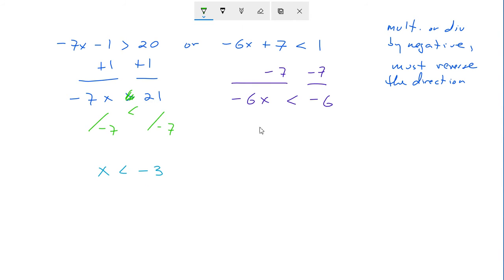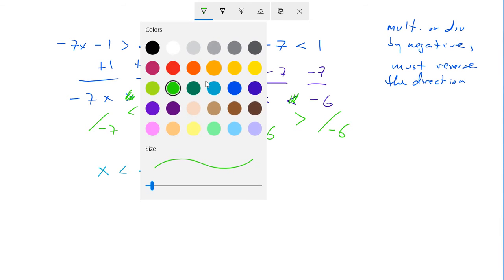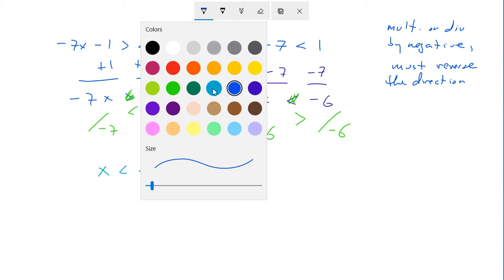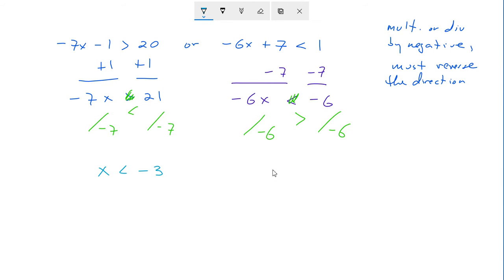Okay, and a little bell should go off, right? As soon as I divide both sides by negative 6, ding, ding, right? I'm dividing by a negative, so I have to reverse the direction. And so I end up with, let's see, I'll go with a different color here, the light blue. We end up with x is greater than 1.